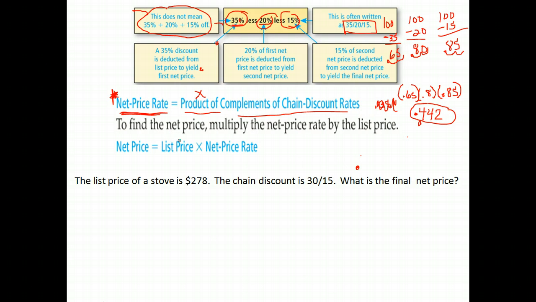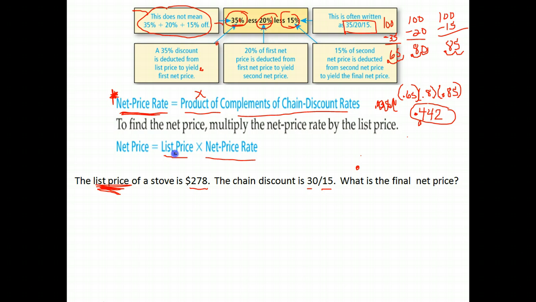Then if we had a price, we could actually say, okay, how much are we paying? We would take the price times that rate. So let's do an example down here. The list price, that's the price that you would normally pay, of a stove is $278. The chain discount is 30, 15. What is the final net price?